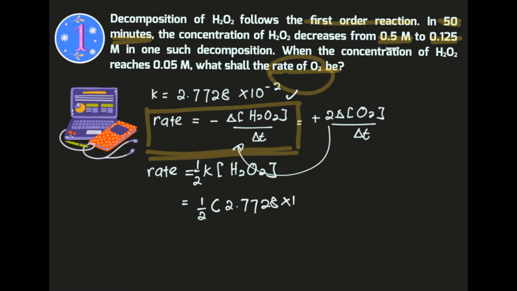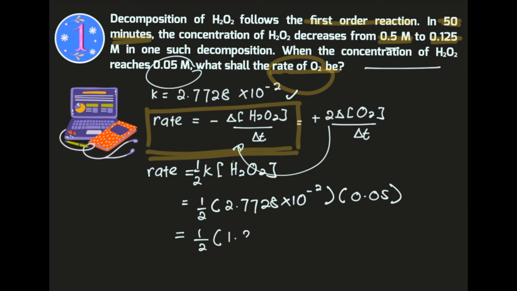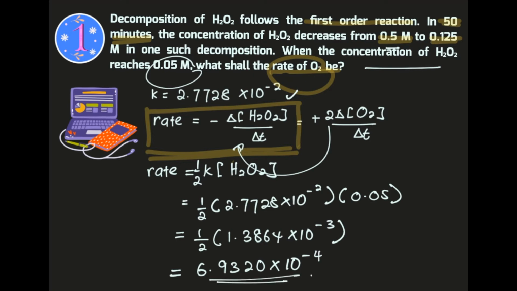so 2.7728 times 10 to the power of negative 2 times the concentration of hydrogen peroxide. So here, when the concentration of hydrogen peroxide is 0.05, you put 0.05 over here, so you shall get the answer 1 over 2 times 1.3864 times 10 to the power of negative 3. So your rate should be equivalent to 6.9320 times 10 to the power of negative 4. So this is your rate for the oxygen.